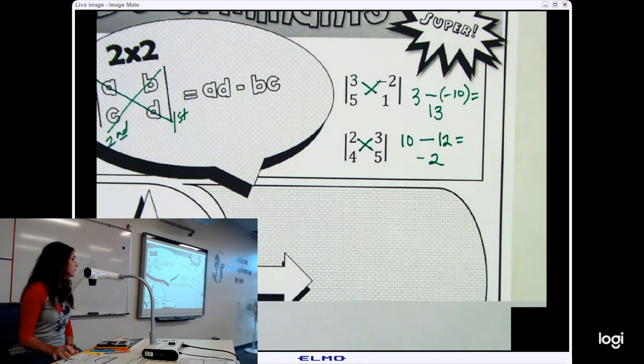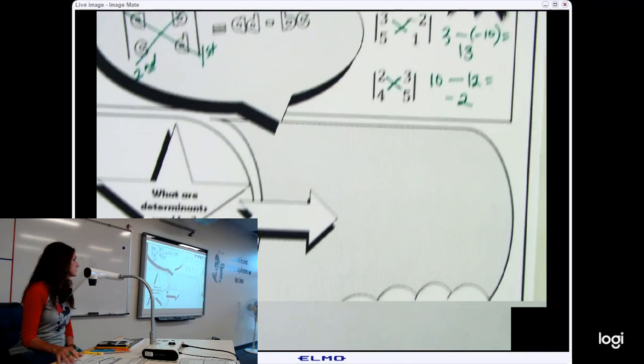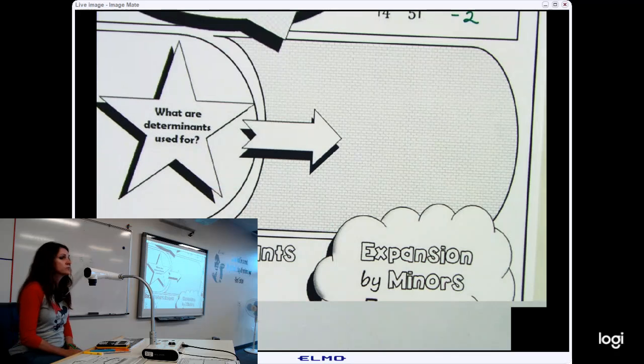I gave you a couple of examples, but grab your phones. Tell me what determinants are used for. Just shout something out. Let's list a couple of things. Google it. Yell it so I can hear you.